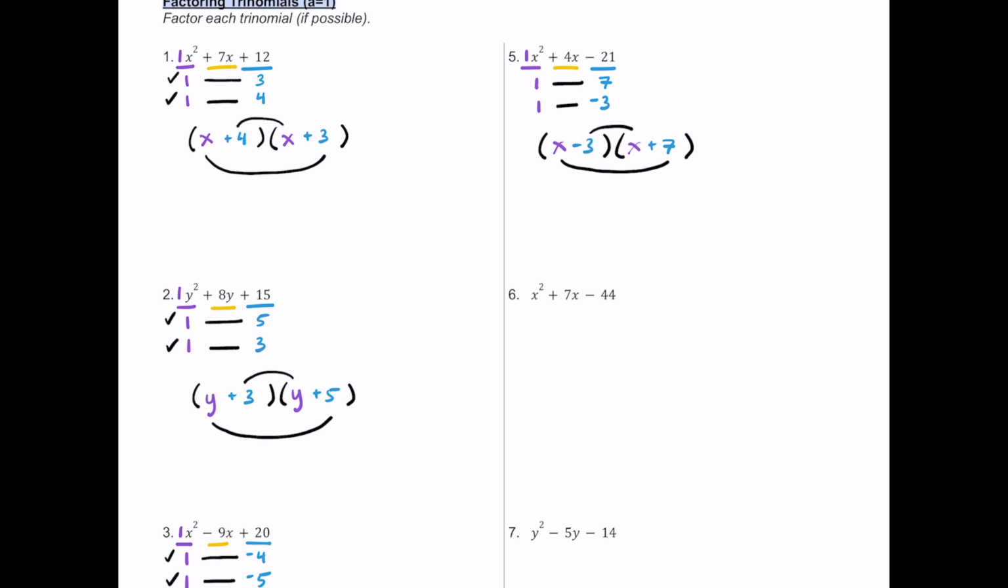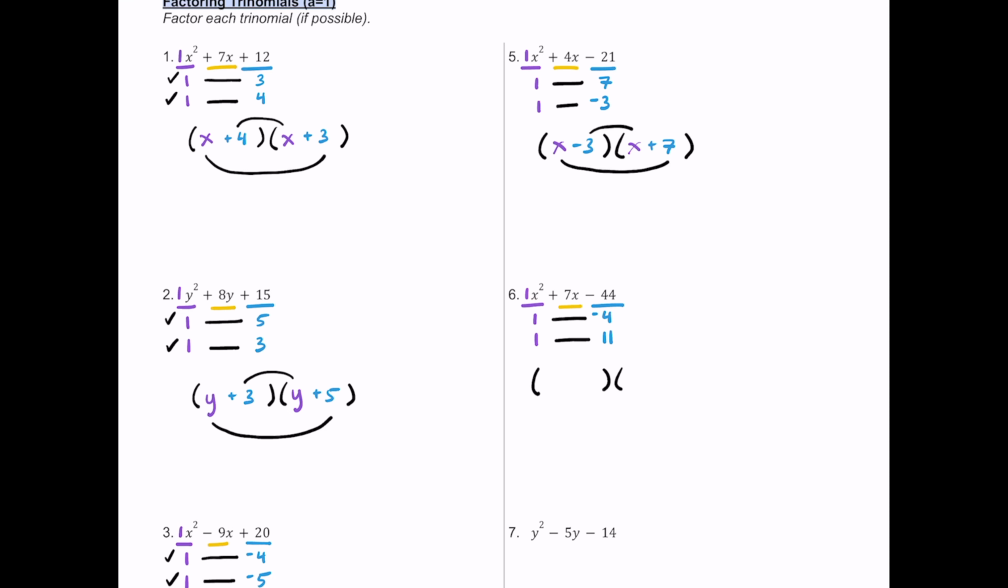For number 6, we have a 1x squared, so let's put a 1 and a 1. And then for this negative 44, let's go with 1 and 44, 2 and 22, 4 and 11. So we have 4 and 11, but I'm going to make the 4 negative because it's a negative 44. And we want a positive 7x, so I'm keeping the 11 to be a little bit greater absolute value than a negative 4. So those will pair and those will pair nicely.